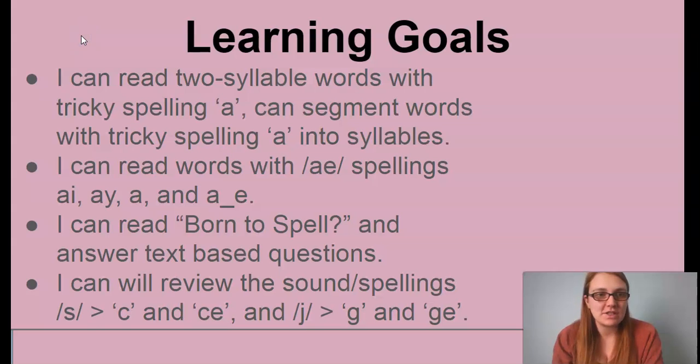Our learning goals for today: reading two-syllable words with tricky spelling A. We can segment words with tricky spelling A into syllables. We can read words with the A spellings A-I, A-Y, A, and A space E. We can read the story Born to Spell and answer text-based questions, and we'll review the sound and spellings for the S sound, spelled C and C-E, and the J spelled G and G-E. So let's get started.